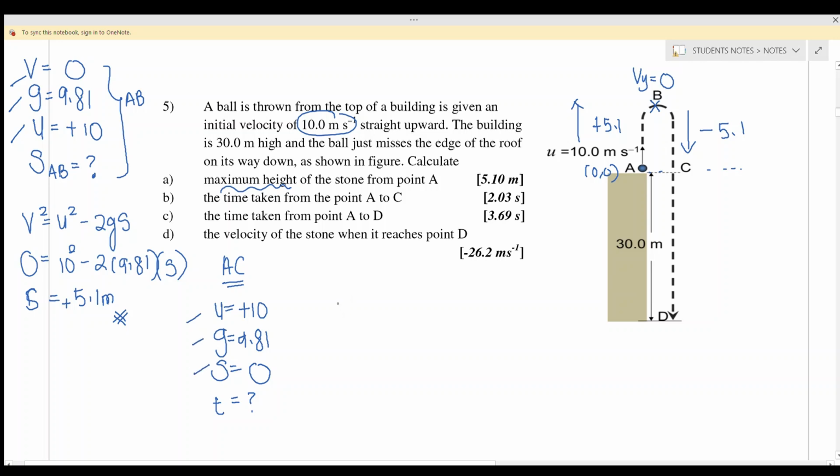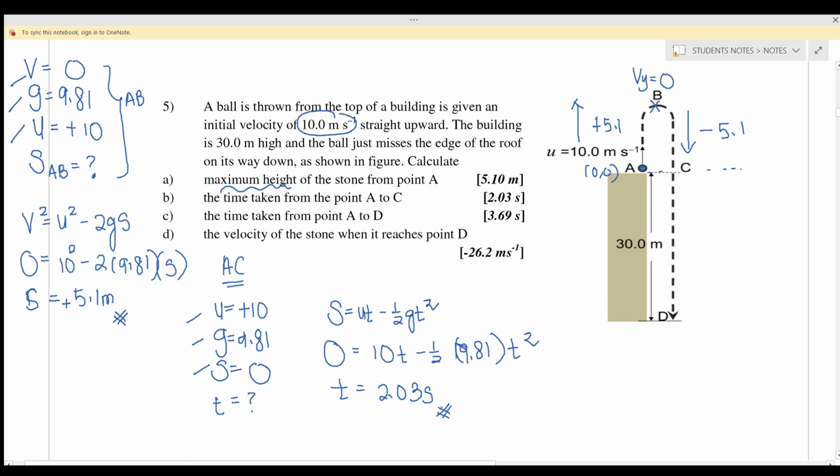We can use S equals UT minus half GT squared. S equals 0, and T we want to find, so 0 equals 10T minus half 9.81 T squared. So your T, after you calculate, you will get 2.03 seconds. Okay, so this is question number 5B.